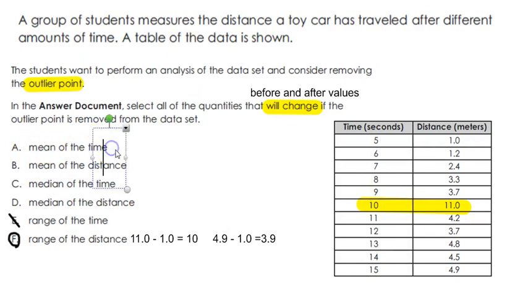The mean of time, oh, we don't need that big of a font. Okay, so with outlier, it's 10. And median of time with the outlier was also 10.